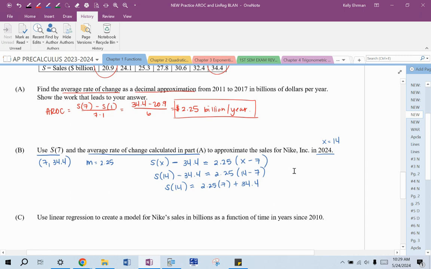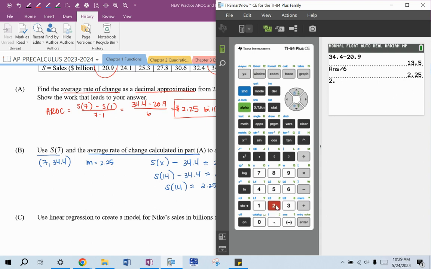Again, this is literally always the second part of our number 2 free response question. Use a point and your slope to predict a value. So let's see what this comes out to. 2.25 times 7 plus 34.4, 50.15.